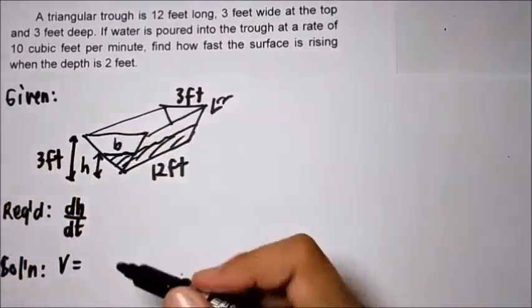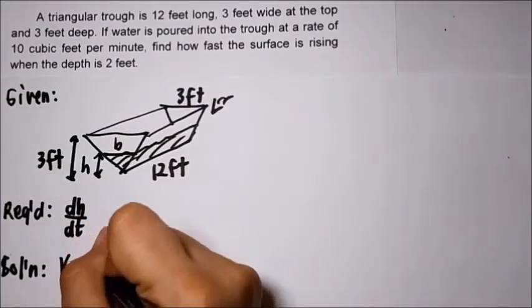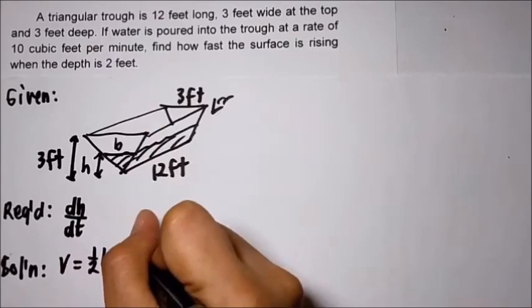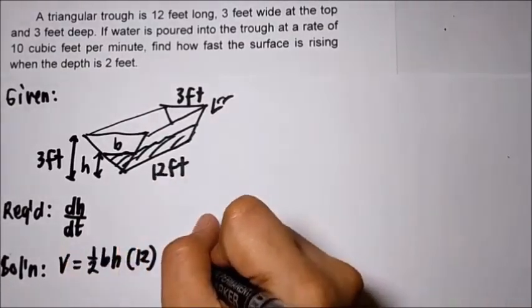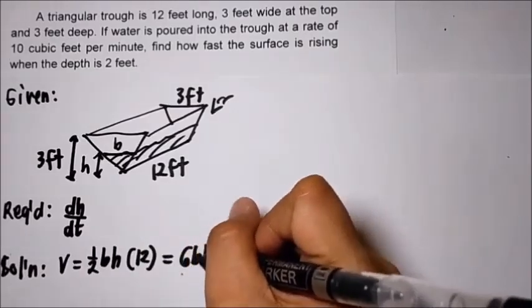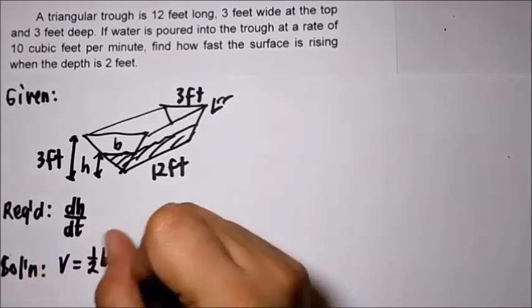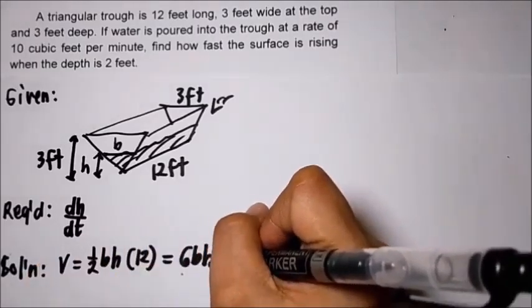So volume is base area times height. The base is a triangle, so 1/2 base times height, and then times length. Length is 12, so this is now 6 b times h. But since we have two variables, we just need to express the volume in terms of one variable. So it could be base b or it could be h.